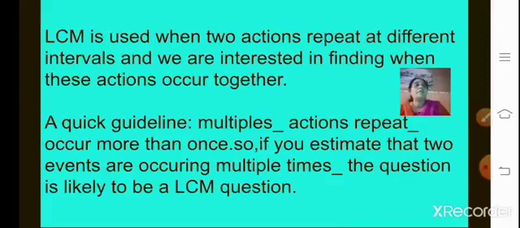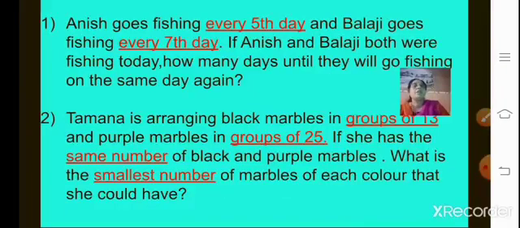Now always remember, when you are finding the LCM of any two numbers, it is always bigger than the other two numbers. Okay. Now let us see an example of LCM type of questions. Anish goes fishing every 5th day and Balaji goes fishing every 7th day. If Anish and Balaji both were fishing today, how many days until they will go fishing on the same day again?